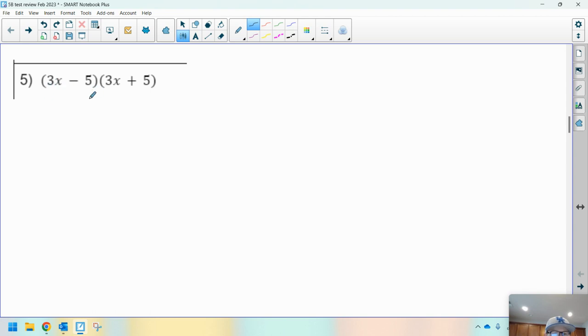First times first, 3x times 3x. 3 times 3 is 9. X times x is x squared. The outside, 3x times 5. 3 times 5 is 15 with an x. The inside, -5 times 3 with an x. It's -15x. And the last is -5 times +5, which is plus 25.